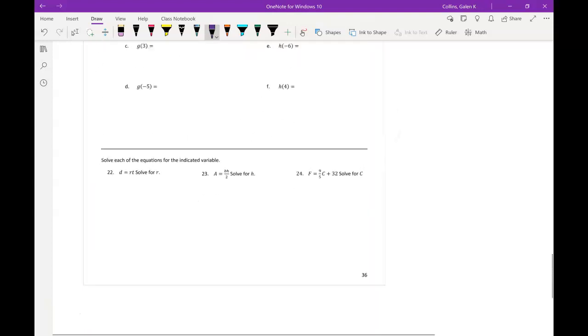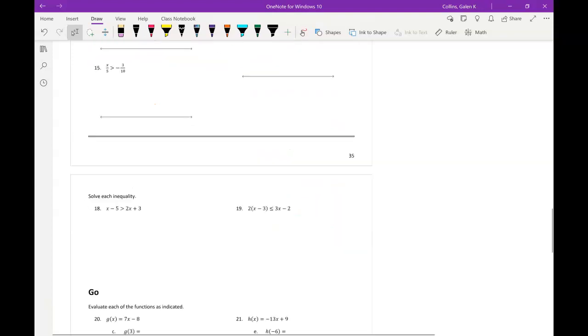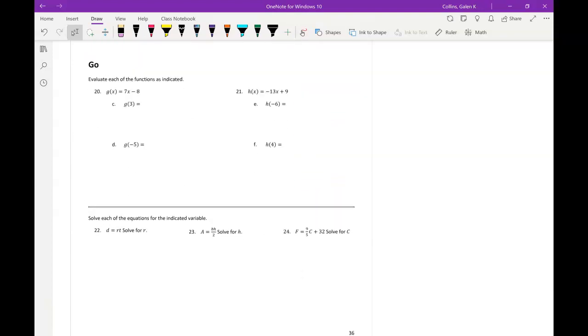I'm actually going to skip down to these Go questions, and we'll just do these in one video since we're kind of cruising here. At the bottom, and again, let me be clear, I do expect y'all to do more of the inequalities. I just thought I'd help you with a few of them.